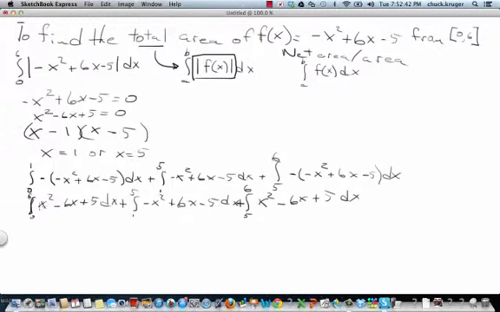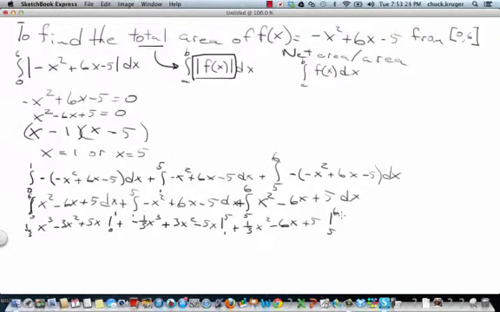Alright, so now I'm going to integrate, and the antiderivative of this is 1/3 x cubed minus 3x squared plus 5x, from 0 to 1, plus negative 1/3 x cubed plus 3x squared minus 5x, from 1 to 5, plus 1/3 x cubed minus 3x squared plus 5x, integrating from 5 to 6.